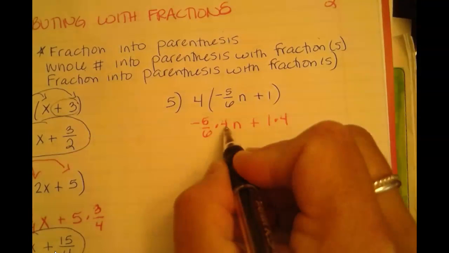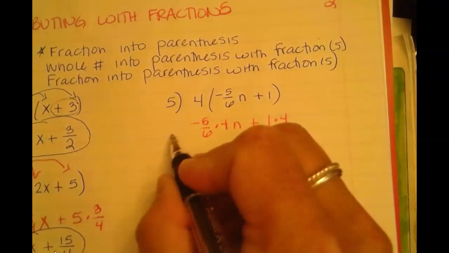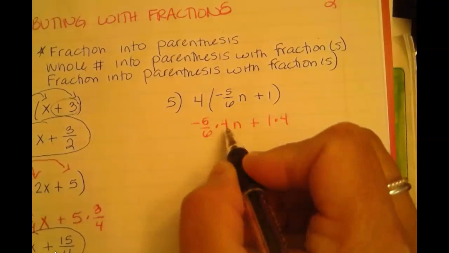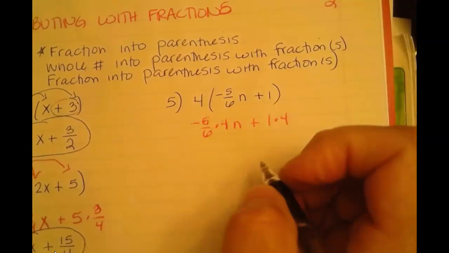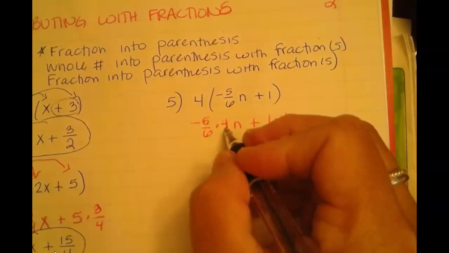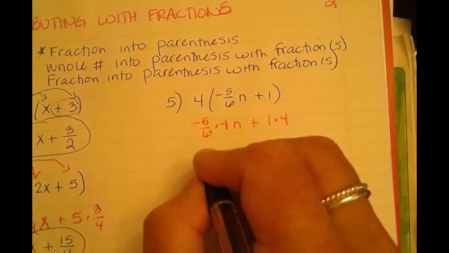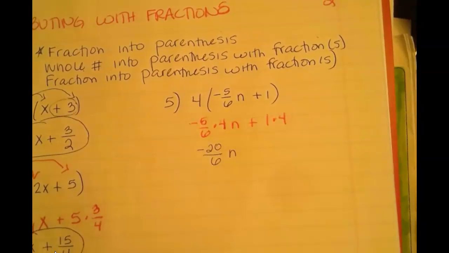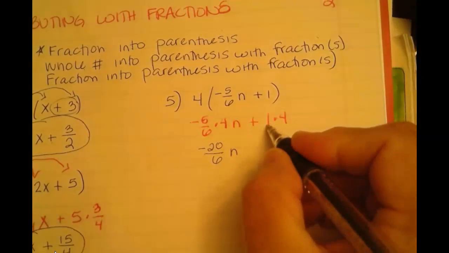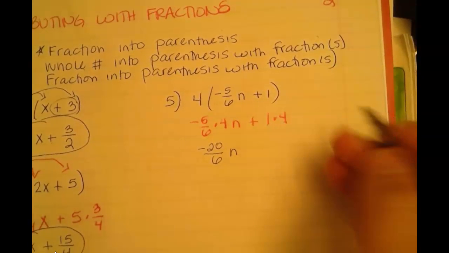The whole number, it doesn't matter if the whole number is in front or behind. When you have a whole number times a fraction, you always do the whole number times the top. Okay, 4 times negative 5 is going to be negative 20. The denominator stays 6, and there's my n. Positive 1 times positive 4 is positive 4, so this is plus 4.